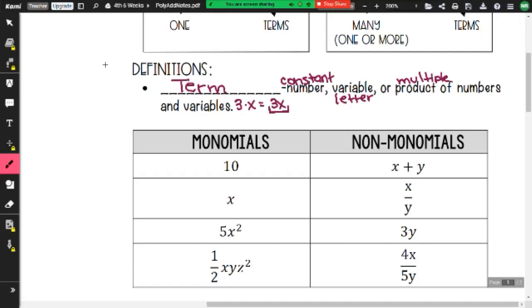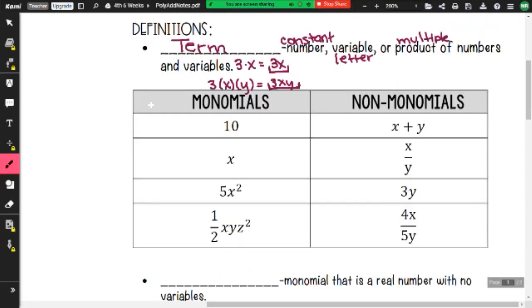This is a term. It's a multiple of a number with a letter. You could also see it differently. You could see it with parentheses, 3 times x times y. And what does that give you? 3xy. And that's also a term. It's a multiple of numbers and variables, more than one variable.